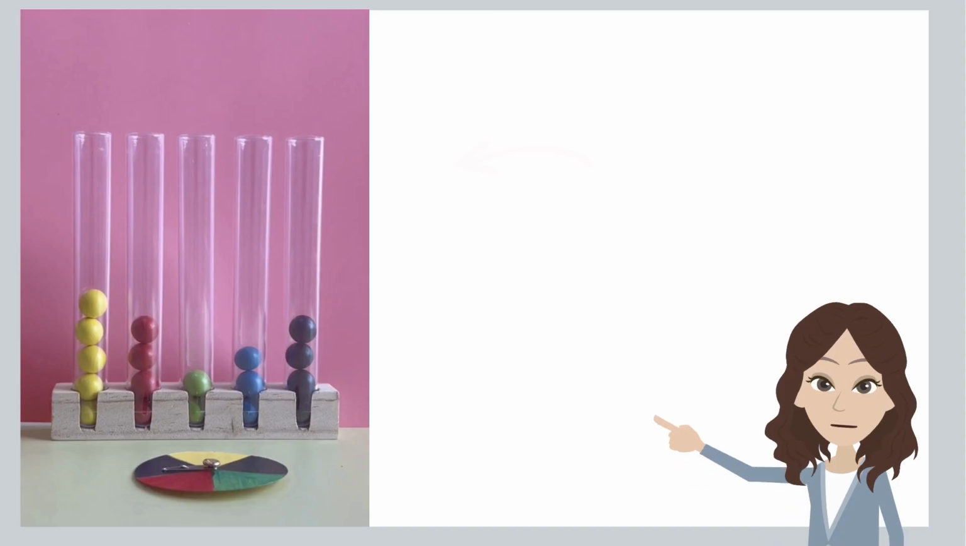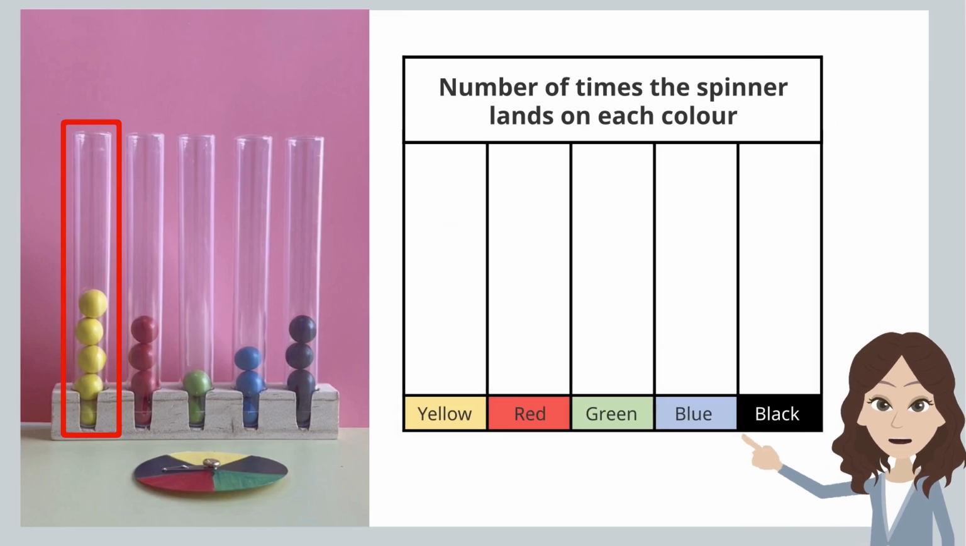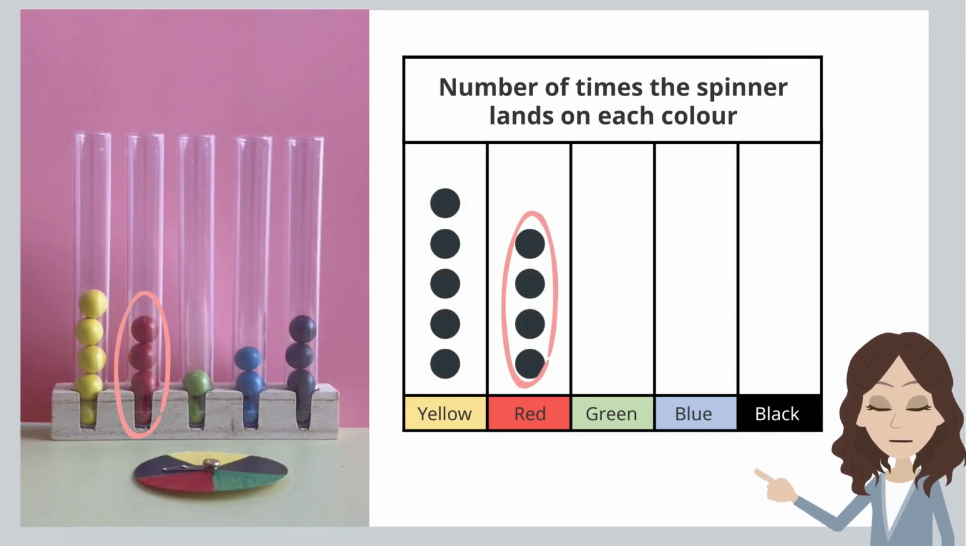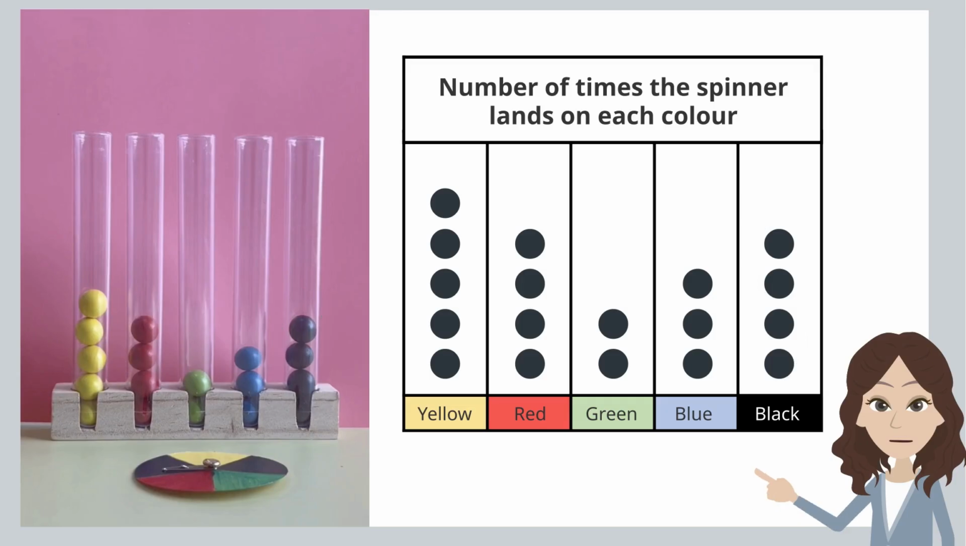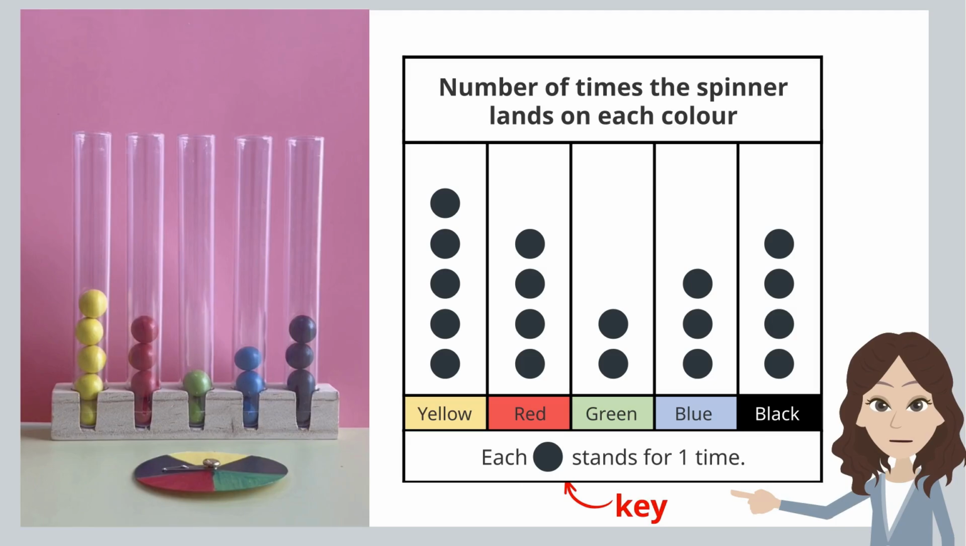First, we add a title for the pictogram. Then, to represent the tubes, we use columns to show the different categories. In each column, we can use symbols to represent the number of balls in each tube. Here, we use circles. Lastly, we add a key to tell us what each symbol represents.